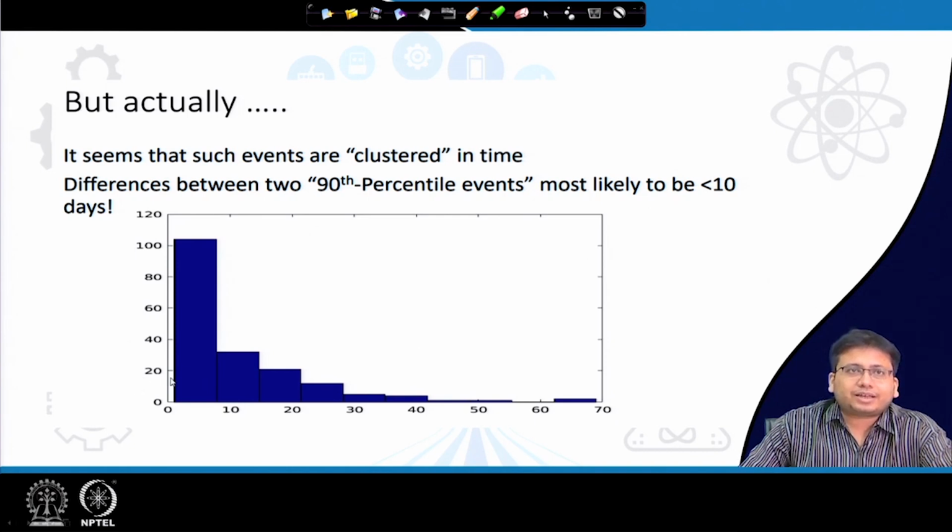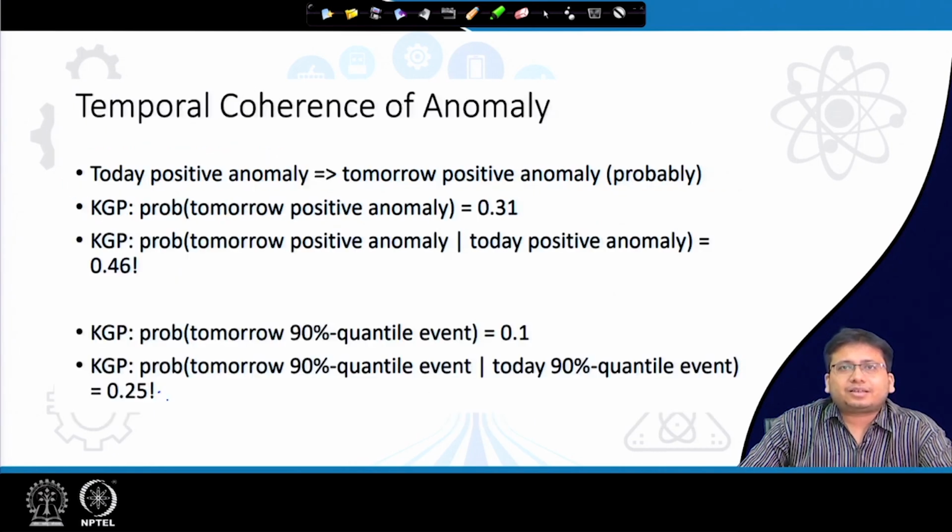You can see that once again the bulk of the probability mass lies in the range, say, 1 to 8 or something like that. So in the vast majority of cases, the actual return period between two 90th percentile events is much less than the expected return period. That means that these kinds of extreme events tend to be clustered. We can actually calculate this as follows.